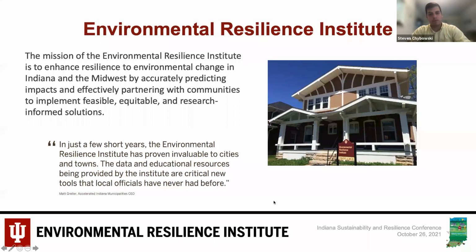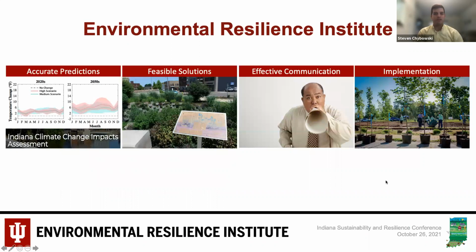So let me break that down a little bit as to what it is we do at ERI in a little more detail. At ERI, we have researchers that help us develop accurate predictions of how climate change is going to impact Indiana's environment and the Midwest and help us plan for those changes. These researchers also help us develop feasible solutions to these environmental changes that we're expecting to see here in the state. Those feasible solutions, that's feasibility both in a technical and physical sense, as well as what could be economically and financially feasible for us here in Indiana.